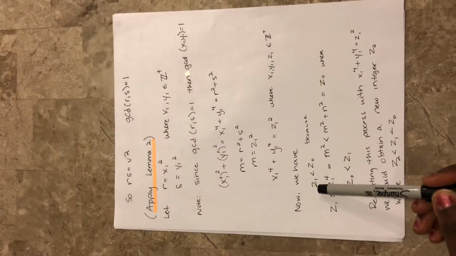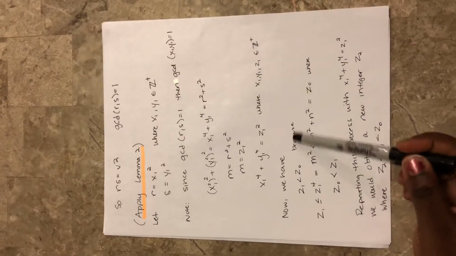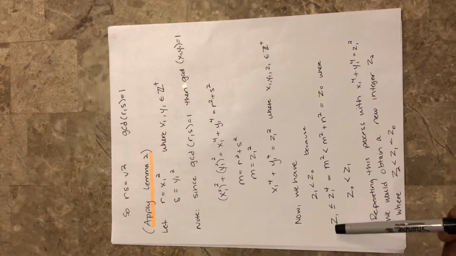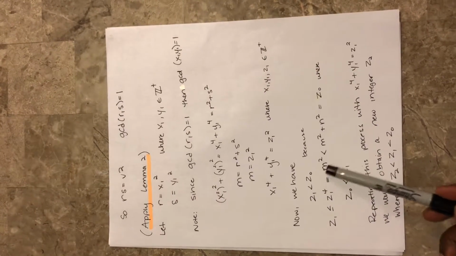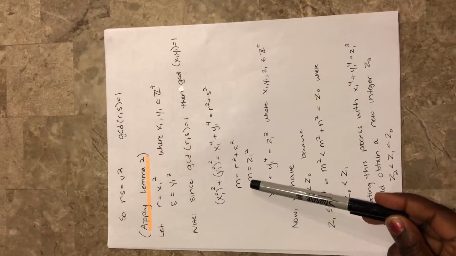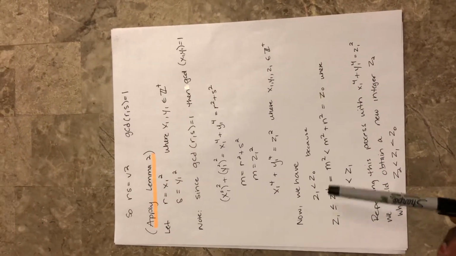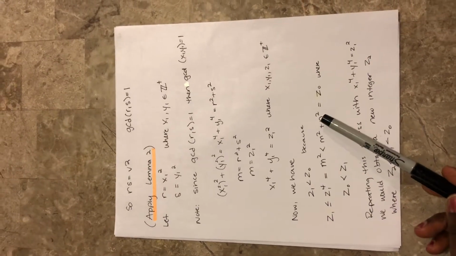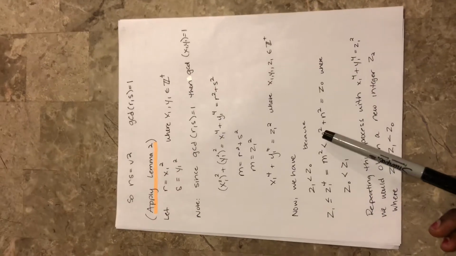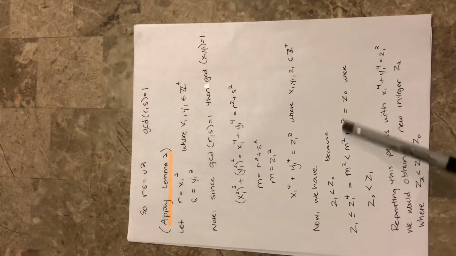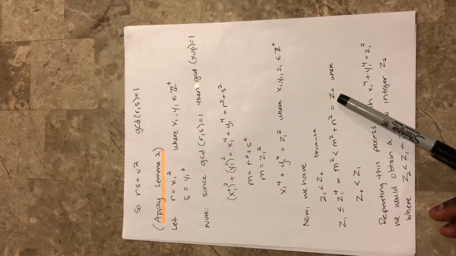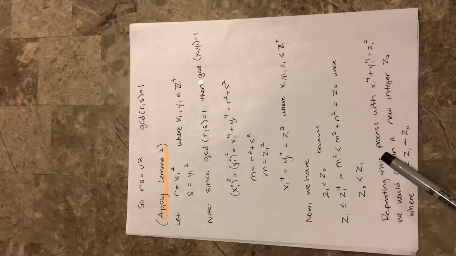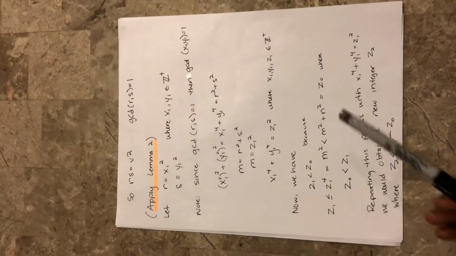Now, we have z sub 1 is less than z sub 0. The reason is that we know z sub 1 is going to be less than z sub 1 to the 4th power, all right? But z sub 1 to the 4th power is equal to m squared, because m is just z sub 1 squared. This, of course, is less than m squared plus an integer, but this expression here is equal to z sub 0, okay? So we have that z sub 1 is less than z sub 0.